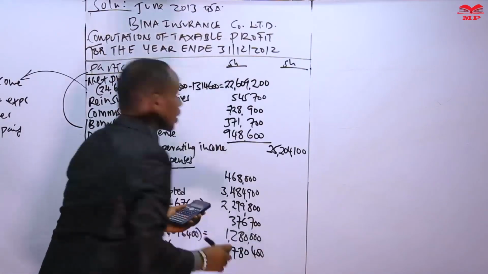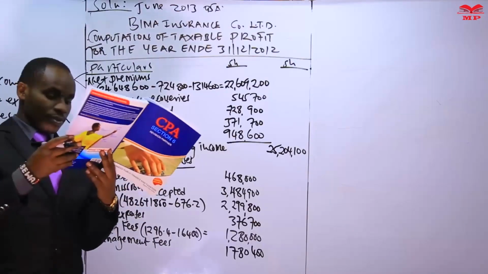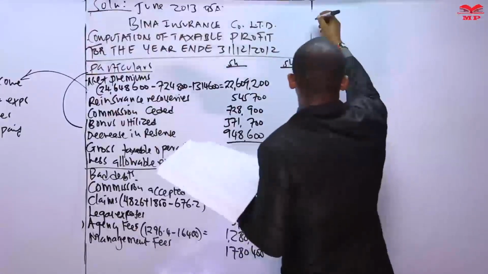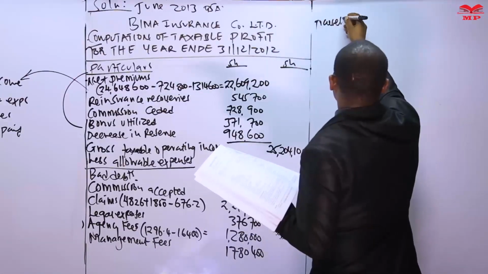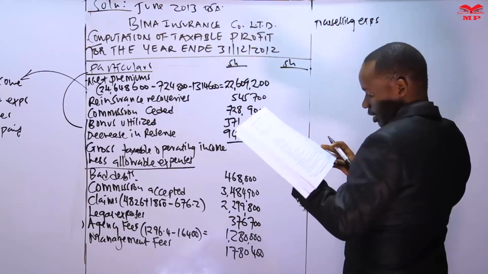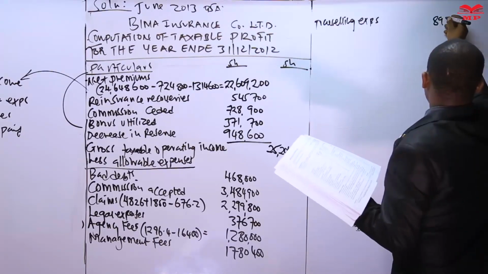1,780,400. Then the other allowable cost is traveling expenses. And the traveling expenses is 89,400.